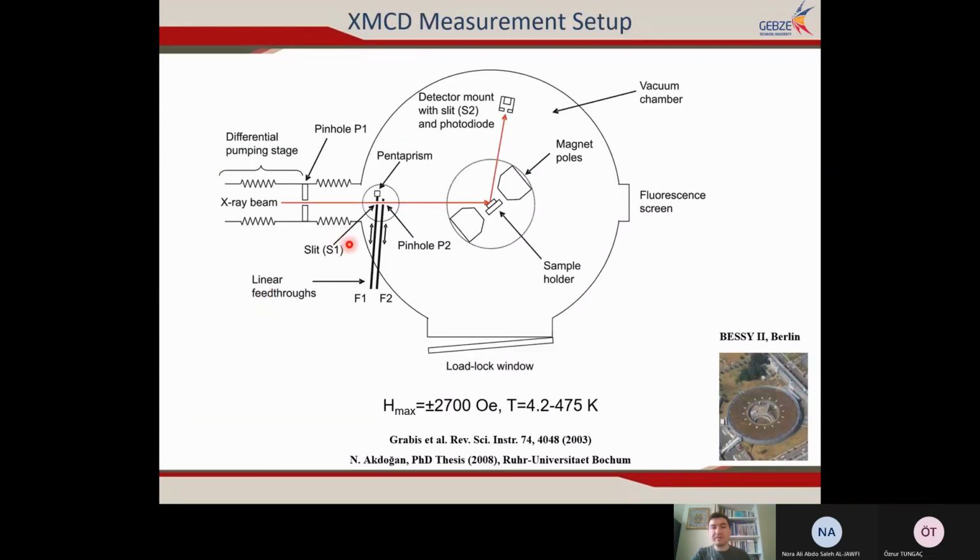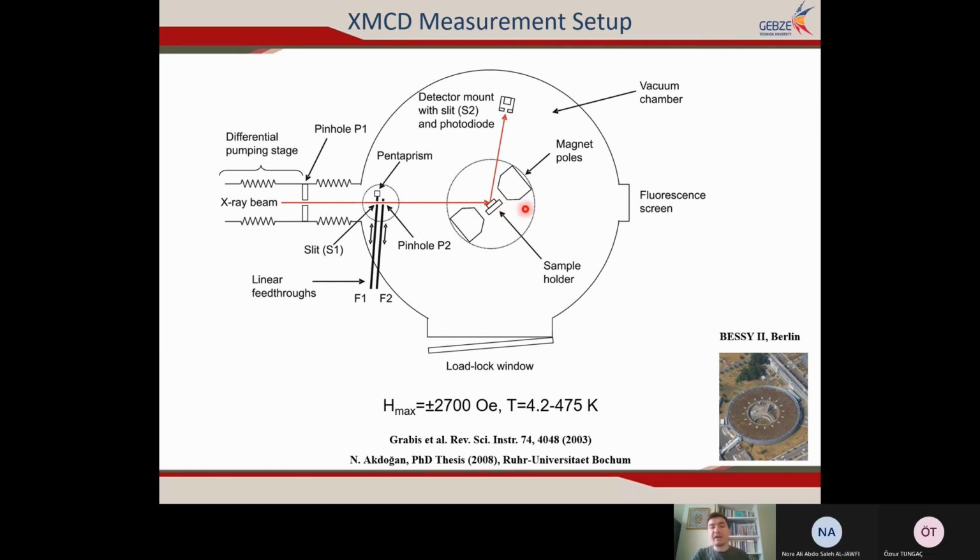Now let me continue with the XMCD measurement setup. We have discussed this setup in the XRMS lecture. This is the same setup and located in BESSY II in Berlin. And this is the beamline. X-ray is coming from the beamline, and this is the sample holder. Here we have detector, here we have magnet poles. You can apply magnetic field.